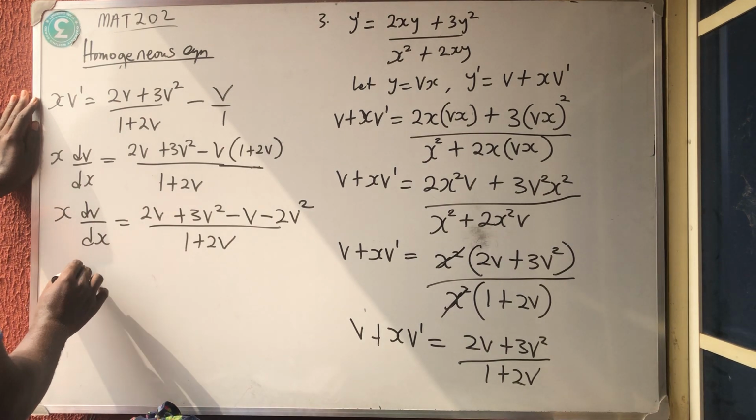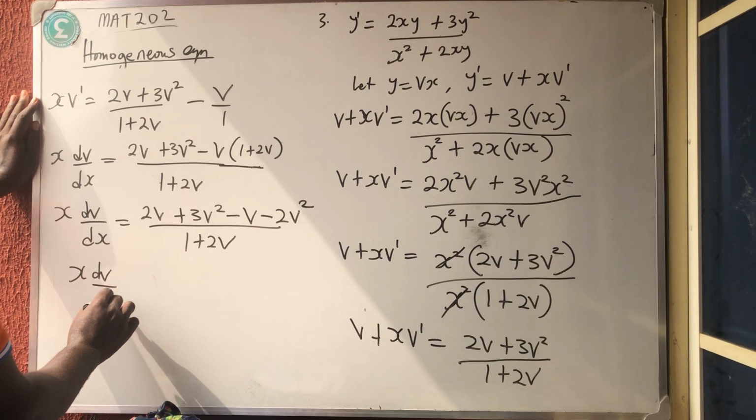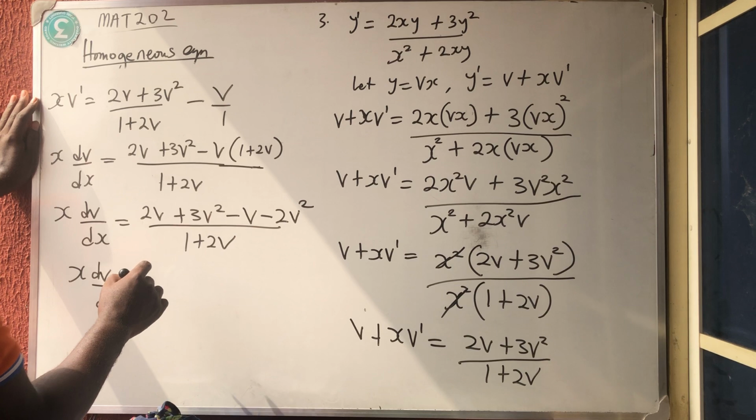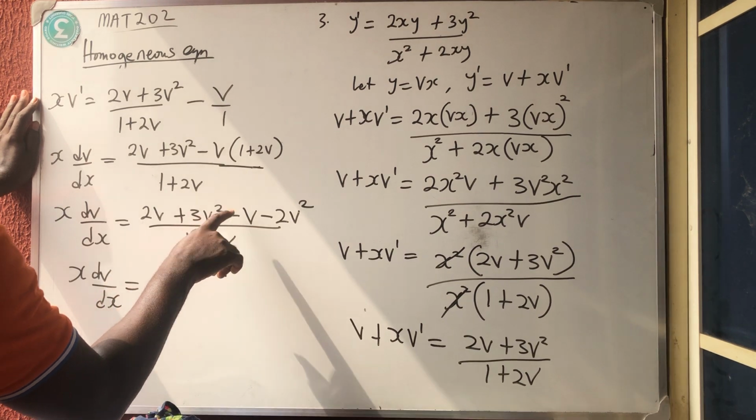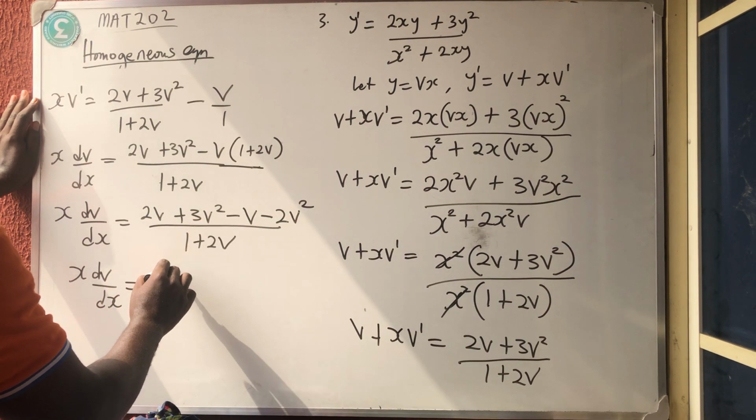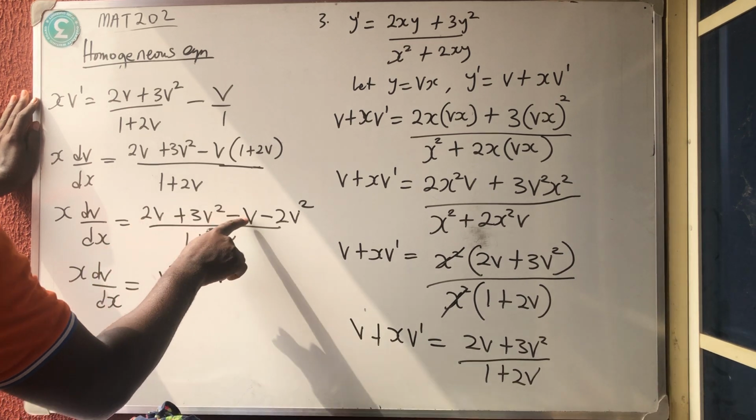So I'm having x dv dx is equal to what? 3v squared minus 2v squared is v squared. 2v minus v is v.